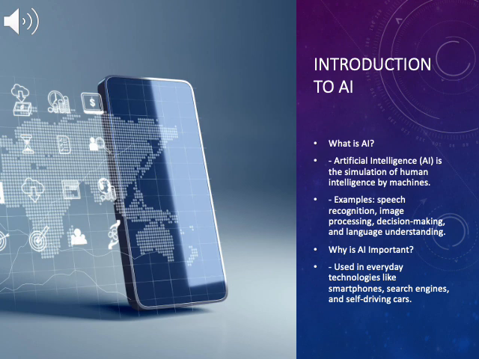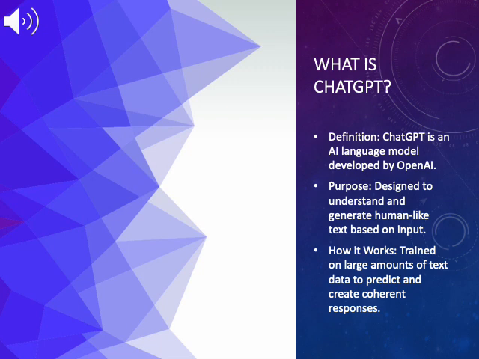Today, we are going to explore the fascinating world of artificial intelligence, or AI. To start, AI is the simulation of human intelligence by machines. This means that computers are programmed to think, learn, and make decisions like humans. For instance, AI is behind technologies such as speech recognition on your smartphones, image processing in apps like Instagram, and decision-making systems like self-driving cars. AI is important because it powers so many tools and technologies we use every day, making our lives easier and more efficient.